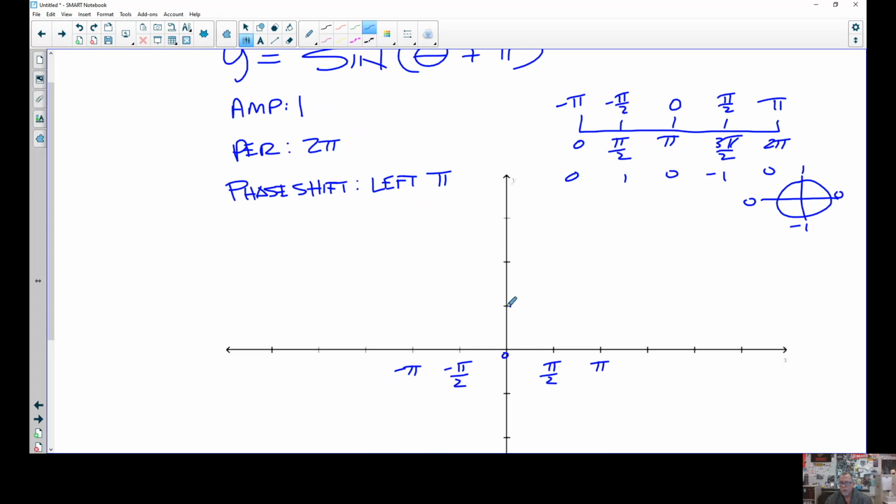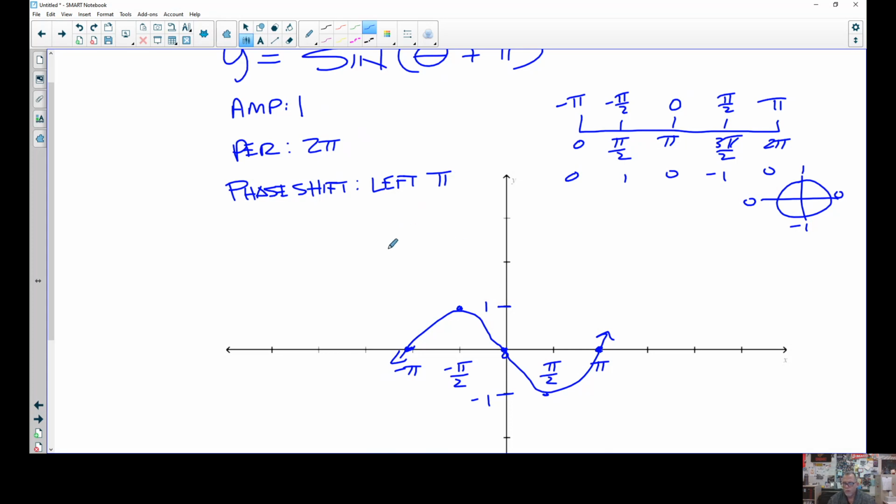So how high is it going? Well, it's going only an amplitude of 1 and -1. So we have this. Now we can start to fill in the blanks. We start at 0, we go to 1, we go to 0, -1, and 0. And we can draw our sine function that has a new phase shift.